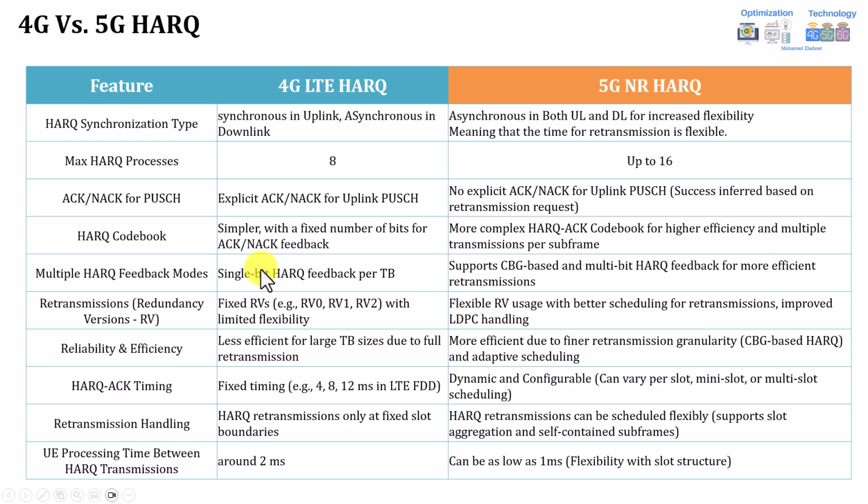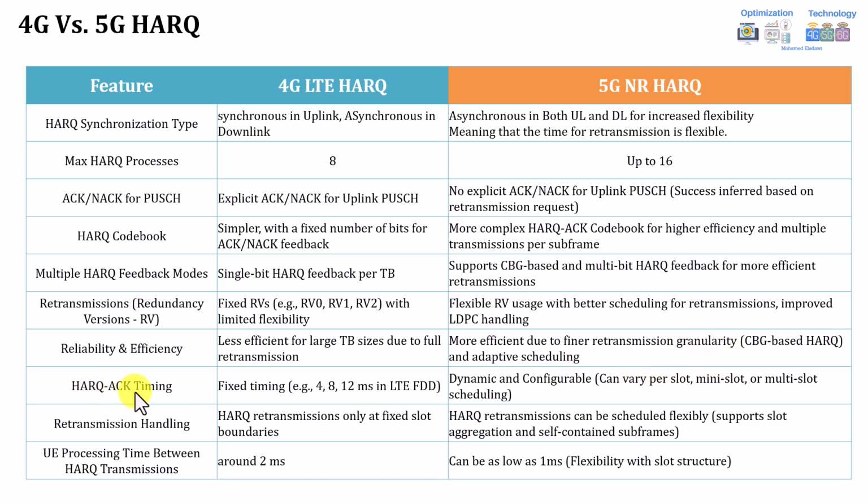Okay, HARQ codebook. This was more simple in 4G, and you used to have a fixed number of bits and so on. While here it's kind of complex, as we explained before. The HARQ feedback modes support, for example, the CBG. Redundancy version is almost the same, no major changes. This one has more granularity. This is almost the same part as the CBG. This is just kind of repeating here.